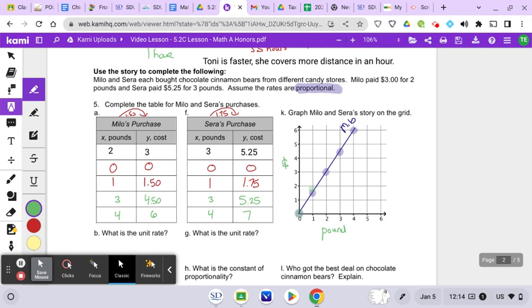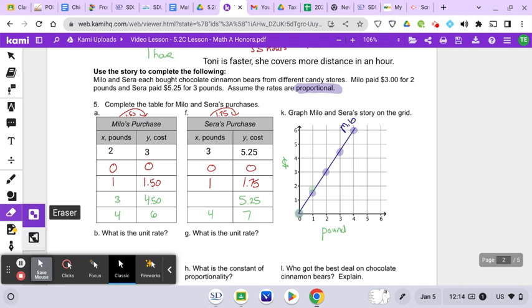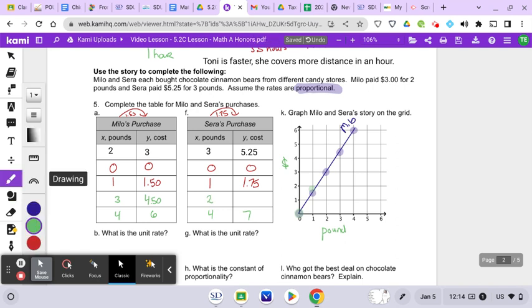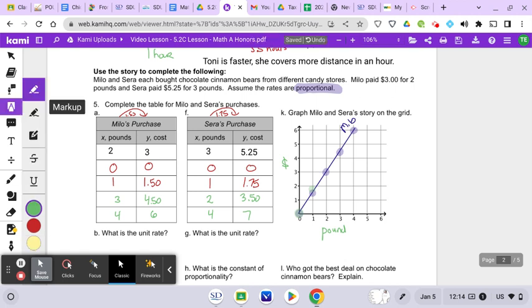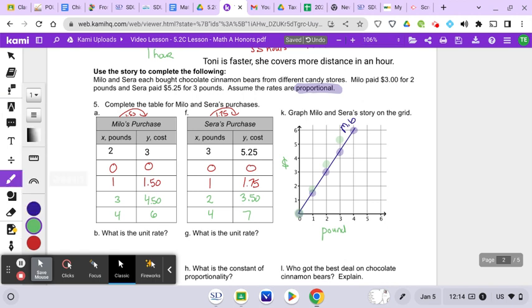Oh, I don't have a 2. Let's go back. We put the 3 twice. We can't put the 3 twice. Let's figure out what 2 would be. So 2 times 1.75, 3.50. There we go. Okay, so at 2, it's 3.50. And at 3, it's 5.25. Okay, and then we connect, holding the shift key down, making our nice line. Okay, and labeling it.